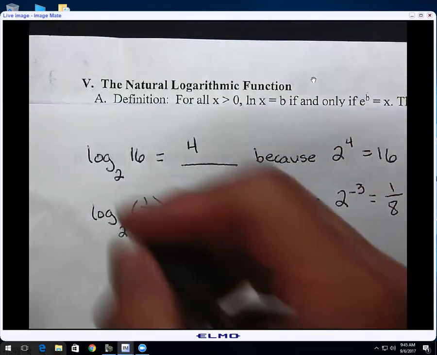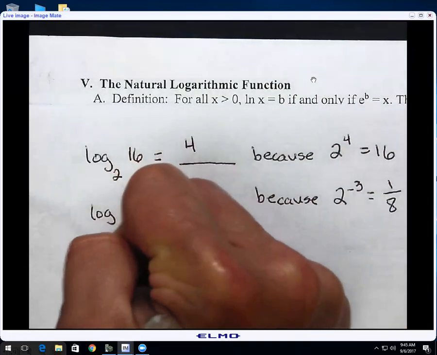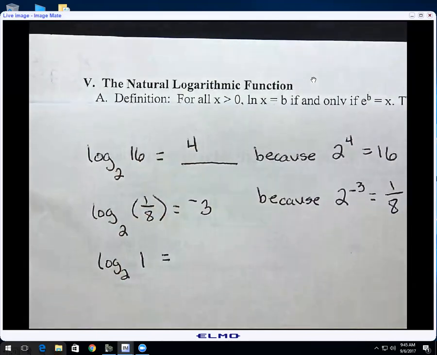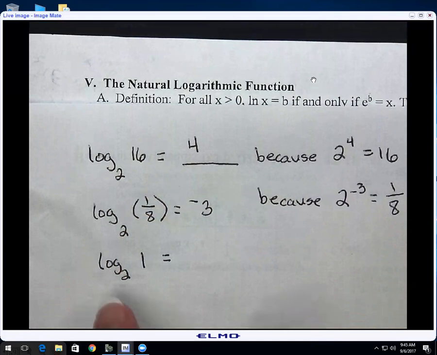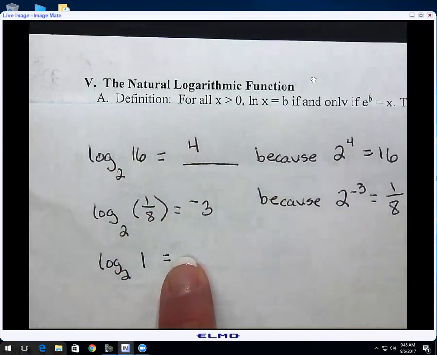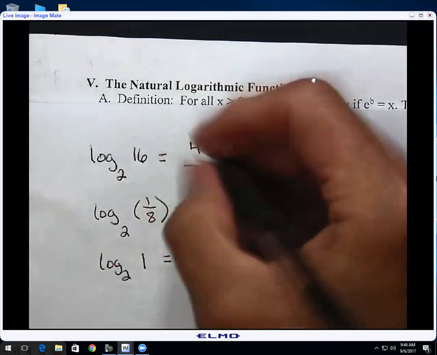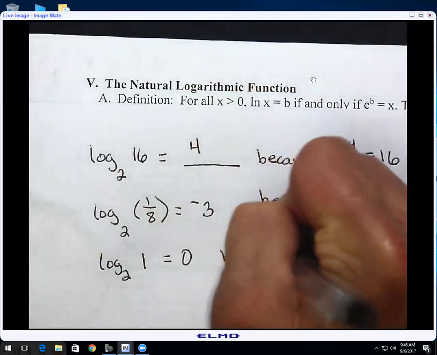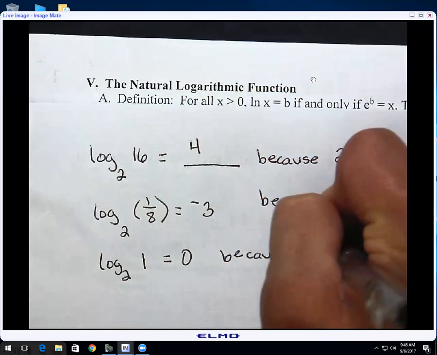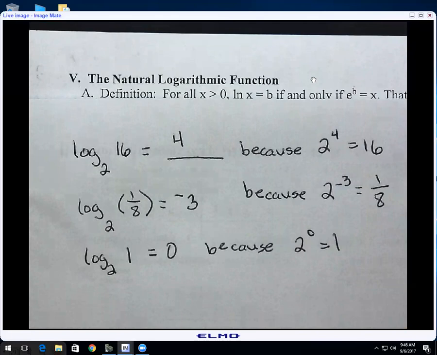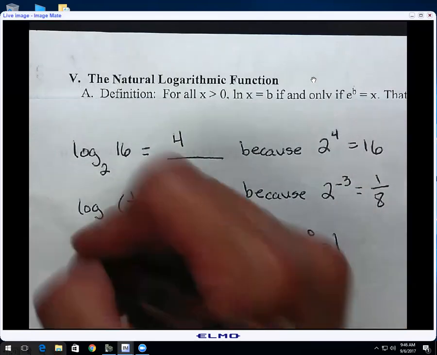Two more. What about log base 2 of 1? 0 is the exponent of anything that gives you 1, no matter what the base is. Log base 2, log base 10, log base 44 of 1 is 0 because anything to the 0 gives you 1. Last one.